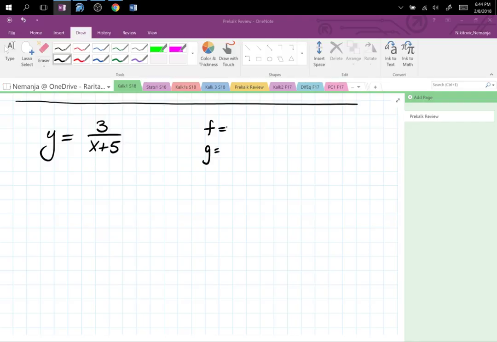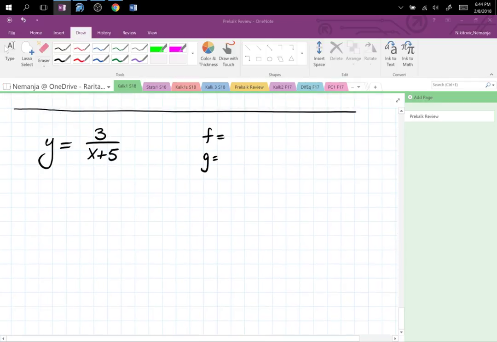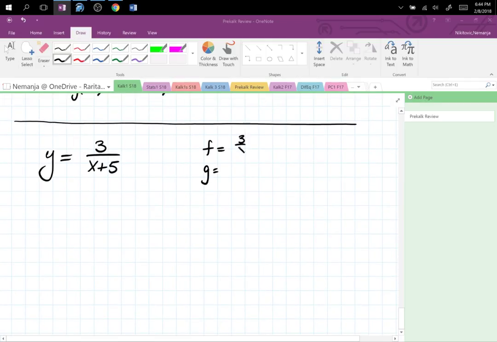Okay, what do you have? I was going to say f is 3, and then g is x plus 5. 3 over x for f, 3 over x, and x plus 5 over here. And I'm just going to circle this x, and I'm going to tell you that this x is taken out and replaced by g, which is x plus 5, and you actually visually get what you need.